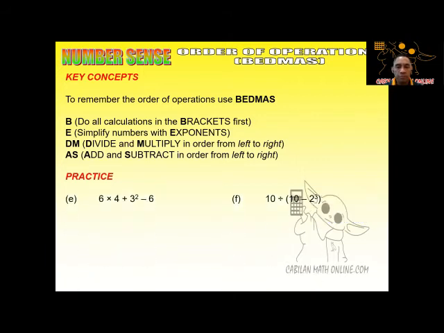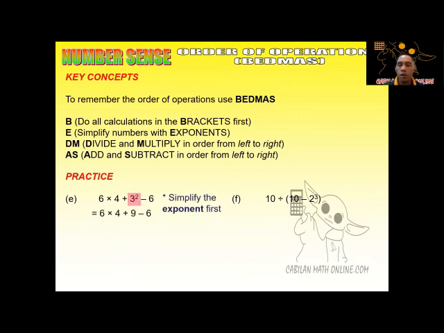Okay, this next part, taking it up a notch, we have 6 times 4 plus 3 squared minus 6. Notice that we have a combination of multiplication, addition, subtraction, as well as an exponent. If you look at the order of operations, we need to take care of the exponent first. So 3 squared gives me 9.